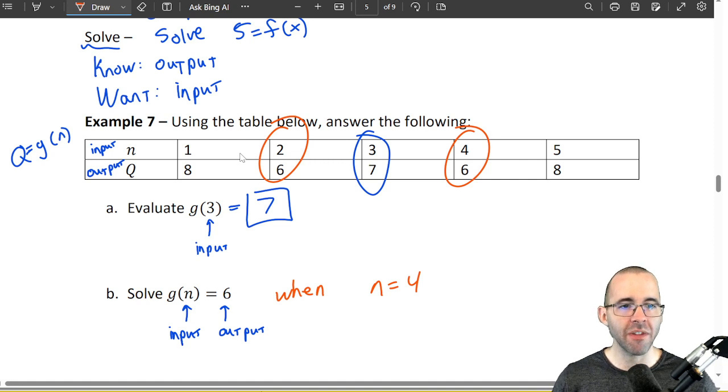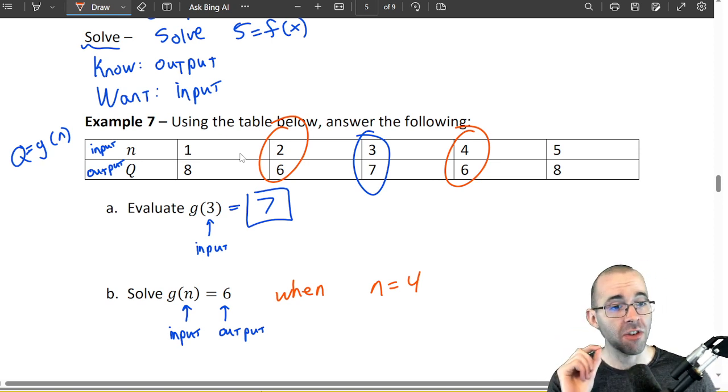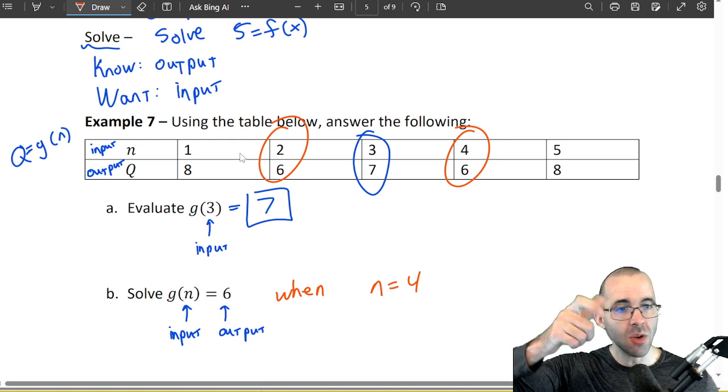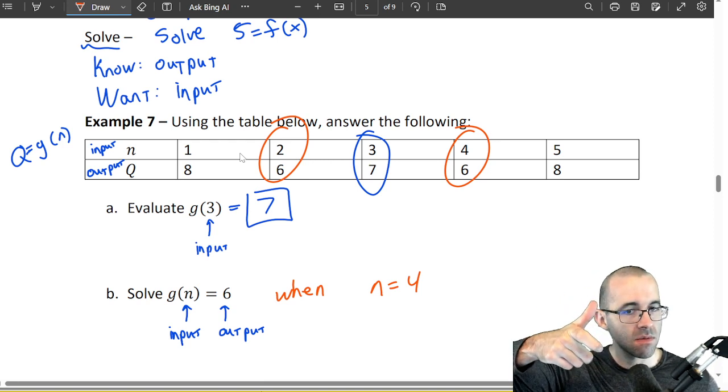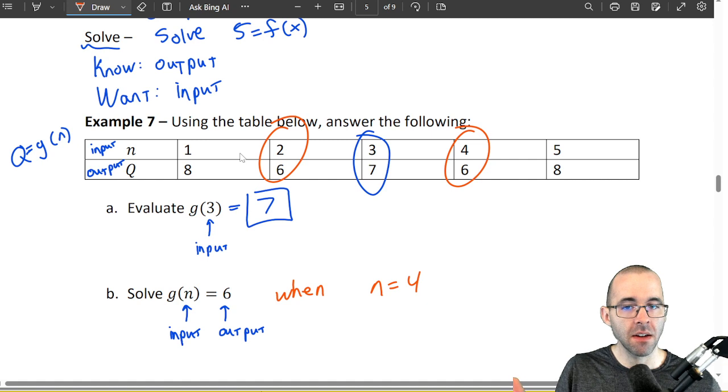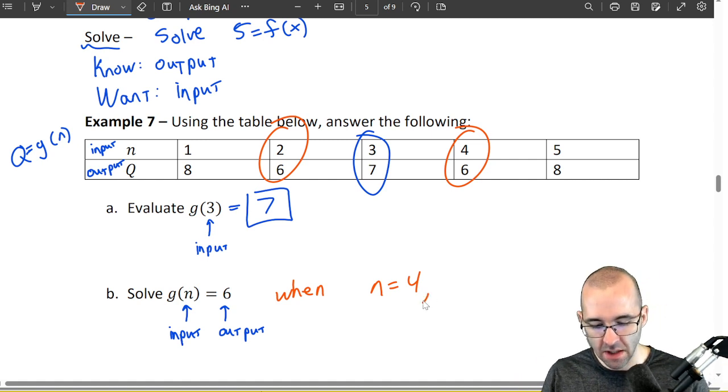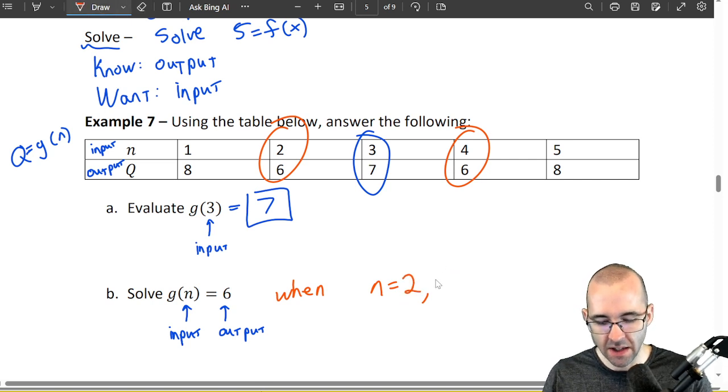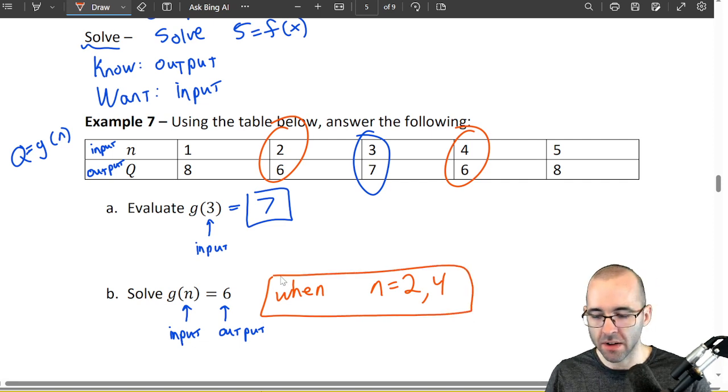When we evaluate, we're evaluating functions which only have one output. When we evaluate, there will only be one answer. But when we're solving, functions don't have to go both ways. When we're solving, there could be multiple inputs. That's when n is 4 and when n is 2. Usually we like to write these in order with the smallest on the left. We're going to say when n equals 2 and 4.